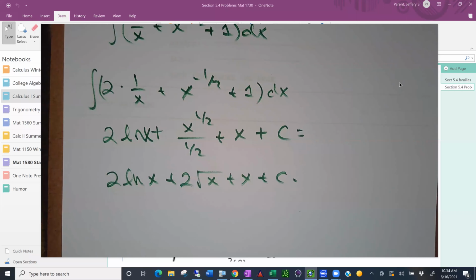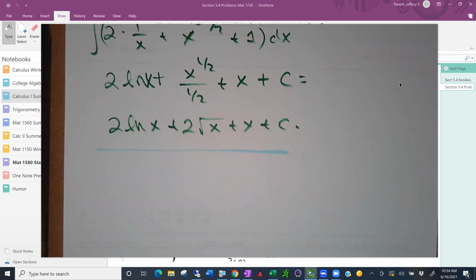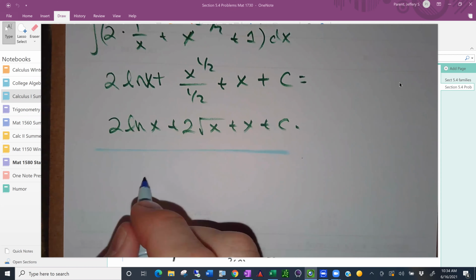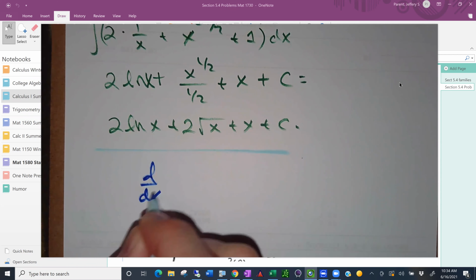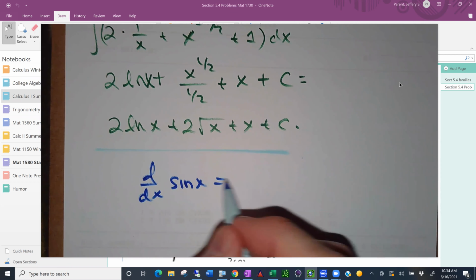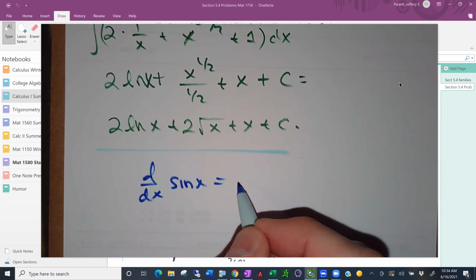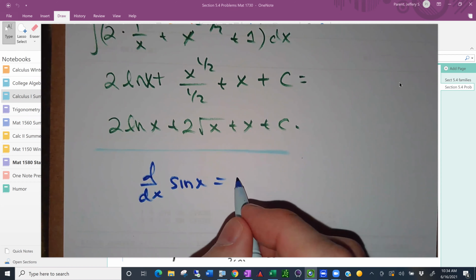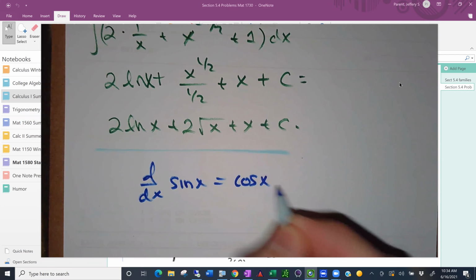Okay, as we move into some more here, let me remind you, or maybe inform you, that there's a nice connection between derivatives and integrals. So for instance, I know that the derivative of sine of x is what? Derivative of sine of x is, help me fill in the blank. Cosine x. Cosine x, excellent.